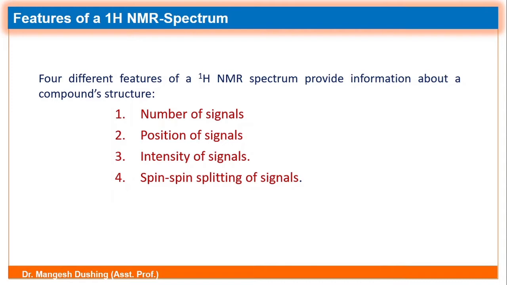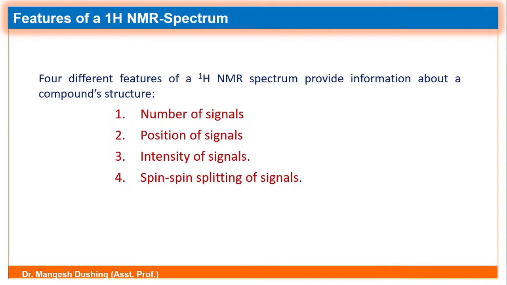The intensity of the signals, that is the height of the signal or peak area of that signal, gives information about that peak: for how many protons. How many protons give one peak. The fourth piece of information is the spin splitting of the signals.